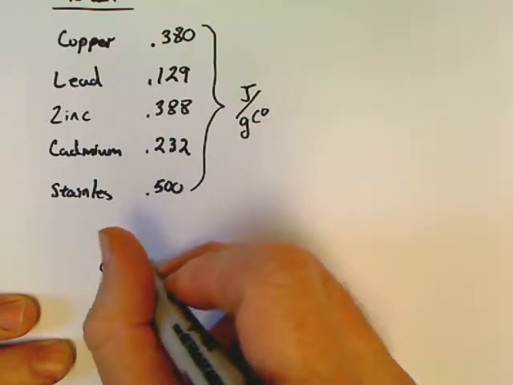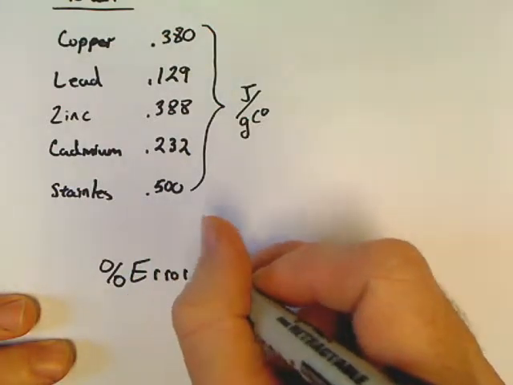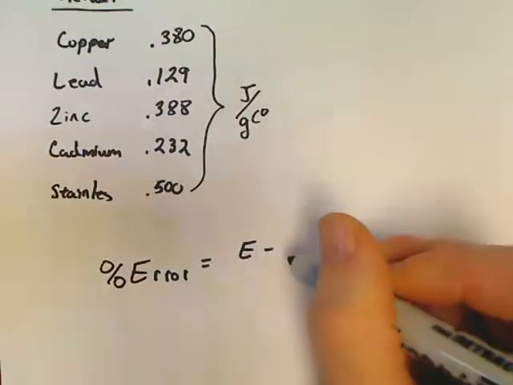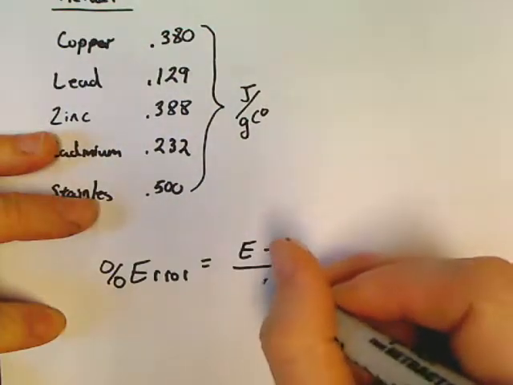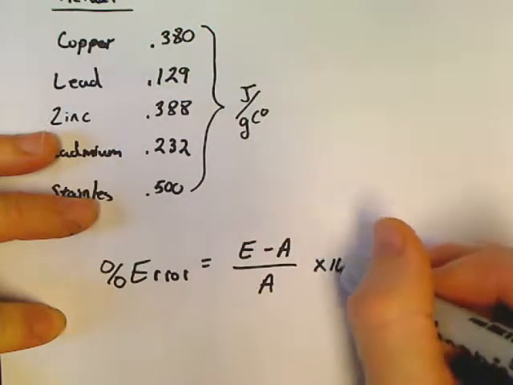Percent error is equal to E minus A over A times 100.